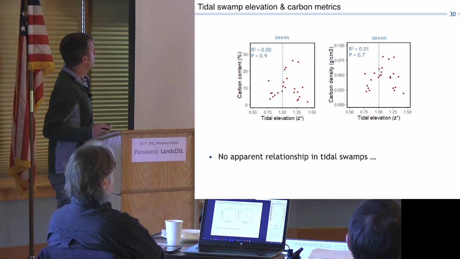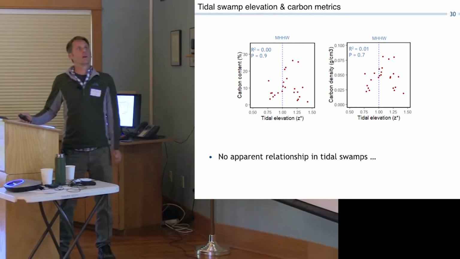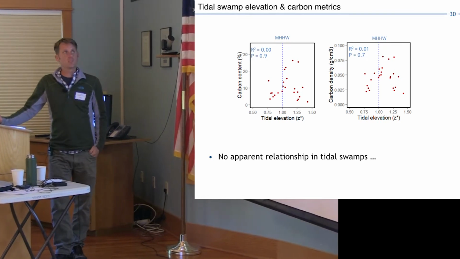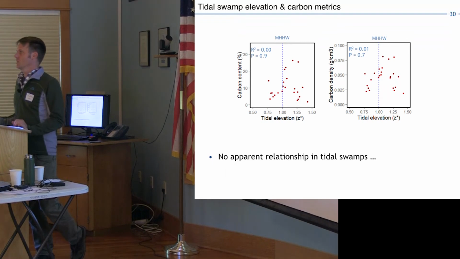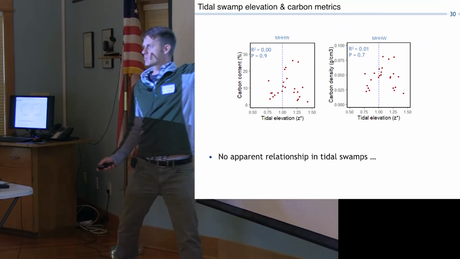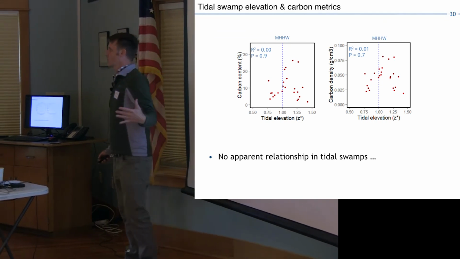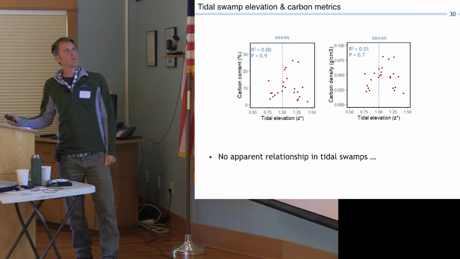Okay, and these are elevation relationships for the tidal swamps. In contrast to the marshes, there is much more scatter here, really no significant relationship. The elevation range is much more constrained within the tidal swamps. They really can't grow far down into the intertidal, or at least at our sites, they weren't far into the intertidal.